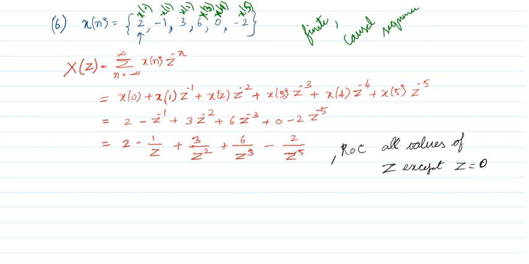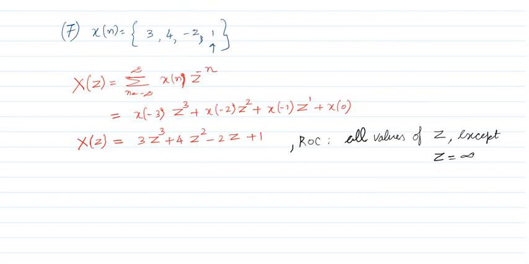We will be seeing this in properties also. Remember that here I am explaining ROC for a finite causal sequence. Causal sequence means only positive values of n. It is finite because only 6 values of n are there. All are positive values. So ROC is all values of z except z equal to 0. Now we will see. If you look, this arrow is here. So this is x of 0.